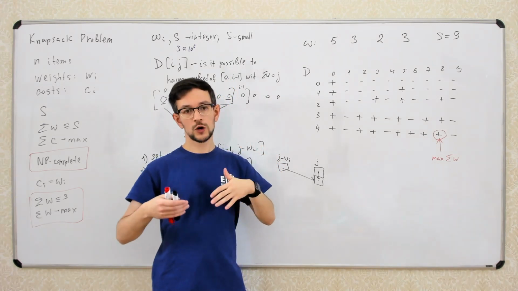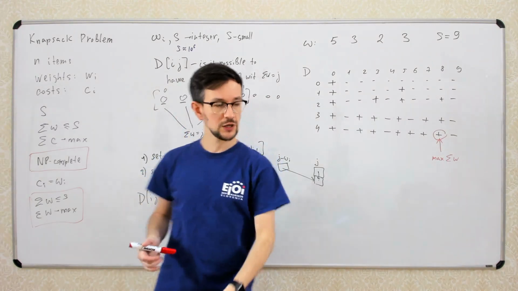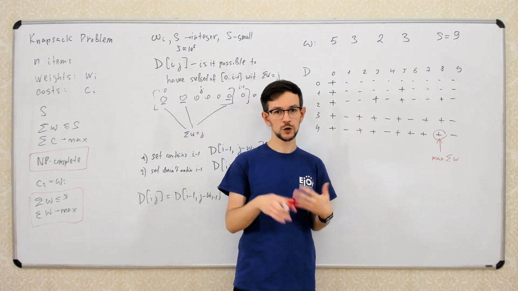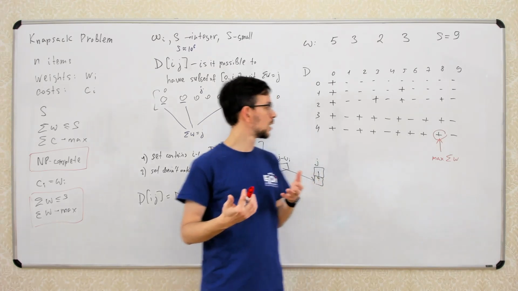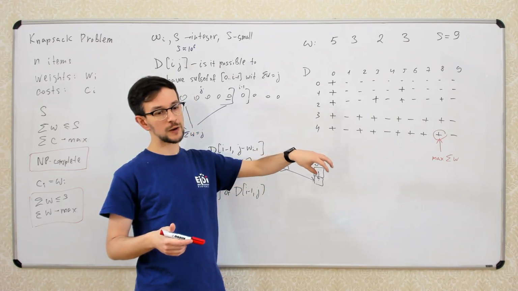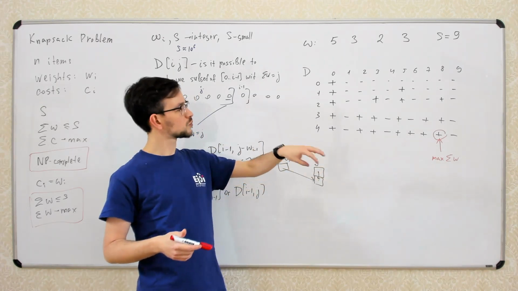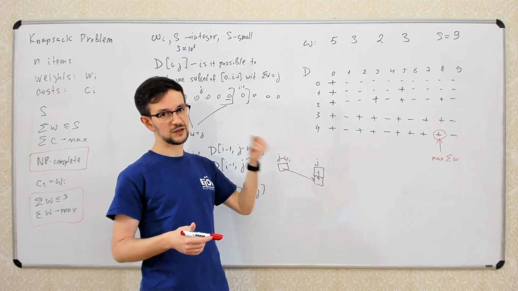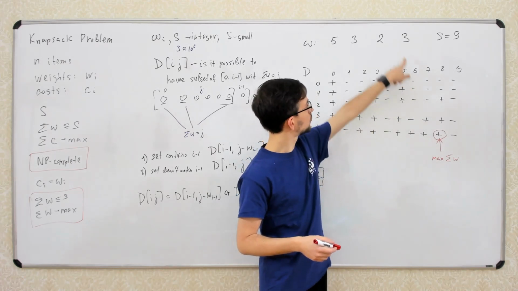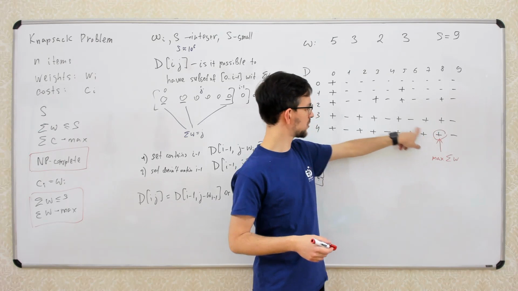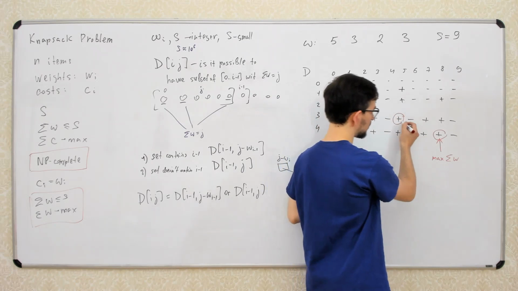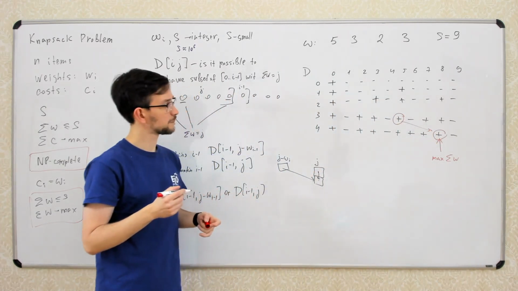Now, if you want to actually construct a set, this plus just tells you that it is possible to have this subset. But what if you want to construct this set? You do it the same way as we did in the previous lectures. You just go from the last state of your dynamic programming and use the backwards links to get the previous state. So how did this plus get here? It may come from here or from here. Two possible cases. For example, let's say it comes from here, just to make it more interesting.